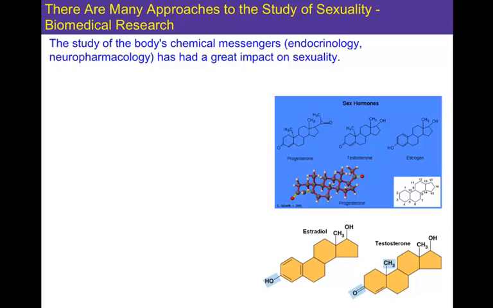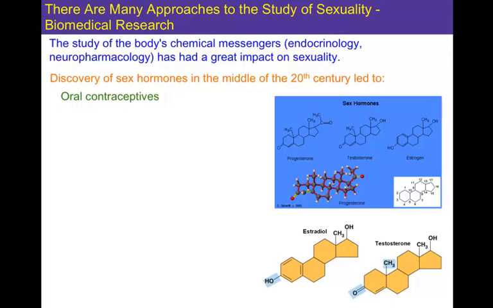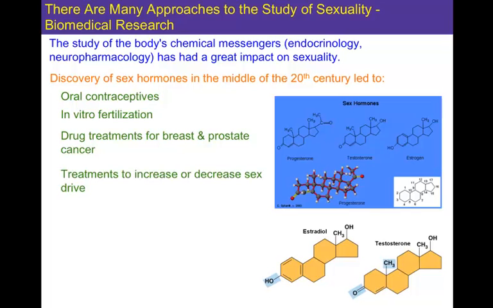Other individuals studied the body's chemical messengers. They looked at the endocrinology and neuropharmacology of human sexual response, and these studies have had a great impact on sexuality. In the mid-1900s, the mid-20th century, sex hormones were discovered, and this has led to a number of discoveries. For example, oral contraceptives, in vitro fertilization, drug treatments for breast and prostate cancer, treatments to increase or decrease the sex drive, and treatments to ease sexual dysfunctions that are associated with menopause.